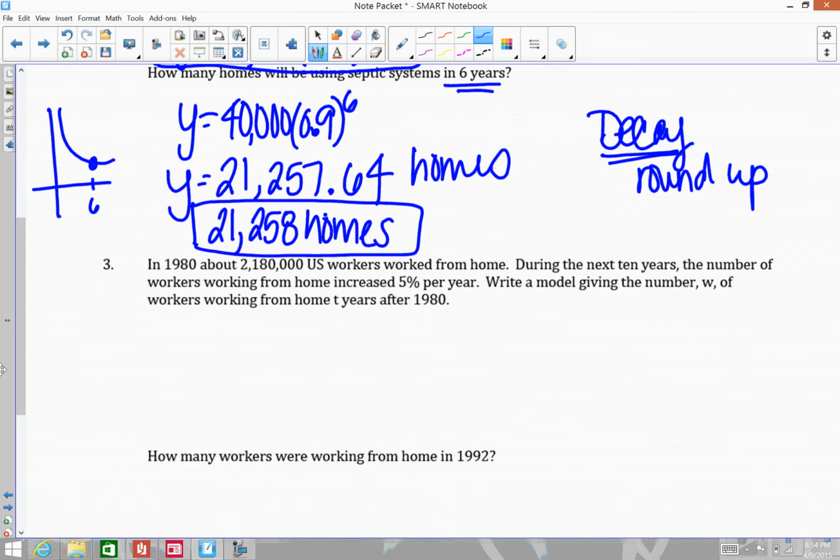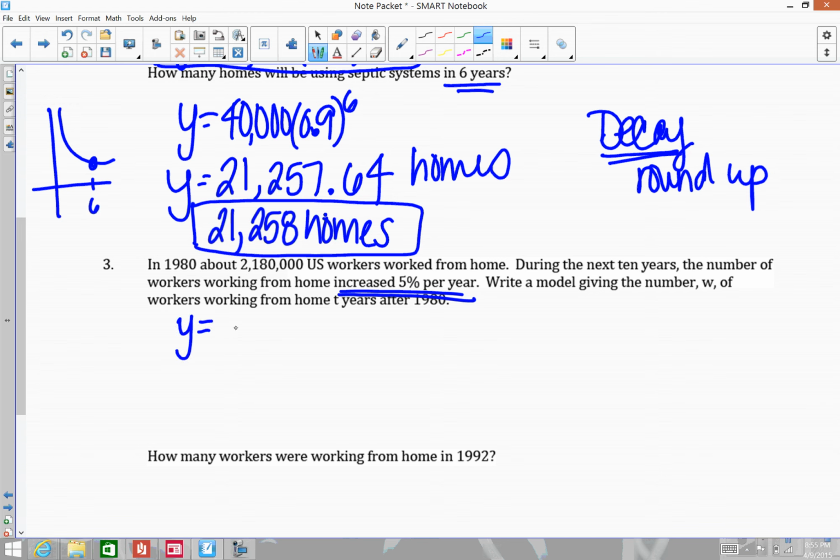All right, so let's look at another example. So in 1980, about 2,180,000 U.S. workers worked from home. During the next 10 years, the number of workers working from home increased by 5%. So increase tells me it's going to be a growth problem. Write a model giving the number W of workers working from home T years after 1980. So we have our growth model.